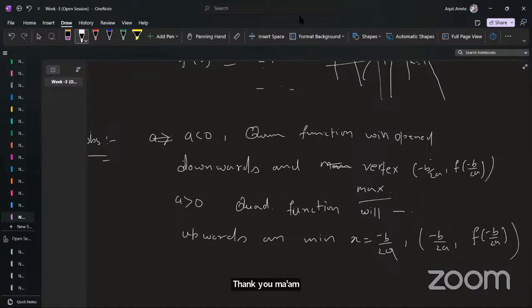Sir, can we get this slide? You want this slide? Yes, sir. Please save the link to this slide in the chat section. Let me see how we can. I will paste the slide in the session itself. This is Microsoft Notes. I am sharing the notes itself. Week 3, open session 1.